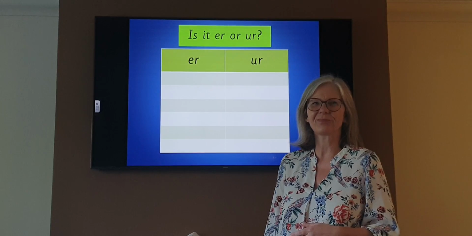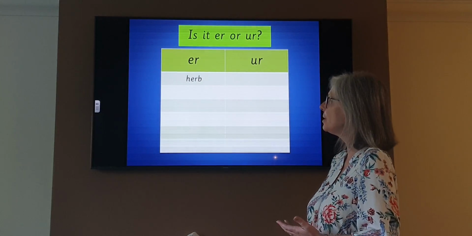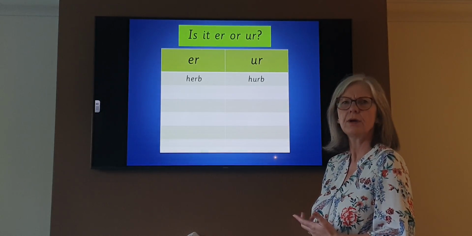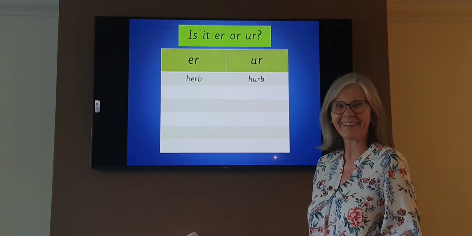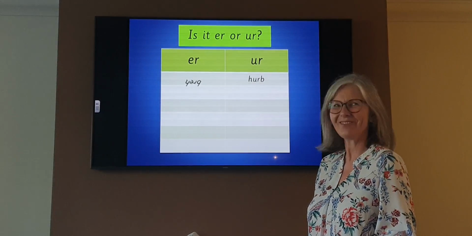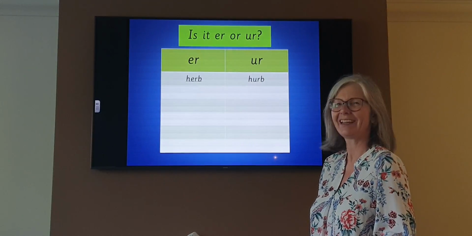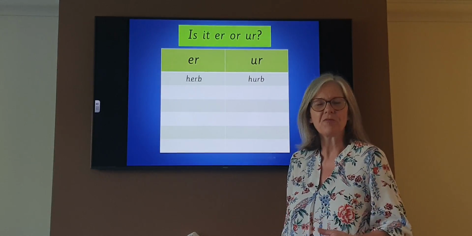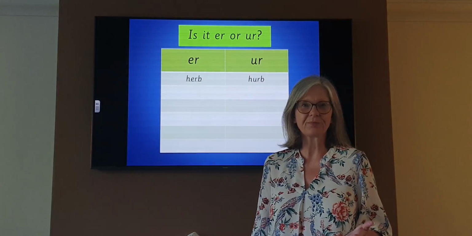Shall we have a look? Herb, or herb. Which one do you think looks right? That's right. It's using our ER grapheme, isn't it? Did you get that one right? Don't worry if you didn't. You can write it in now. Okay, are you ready for the next one?